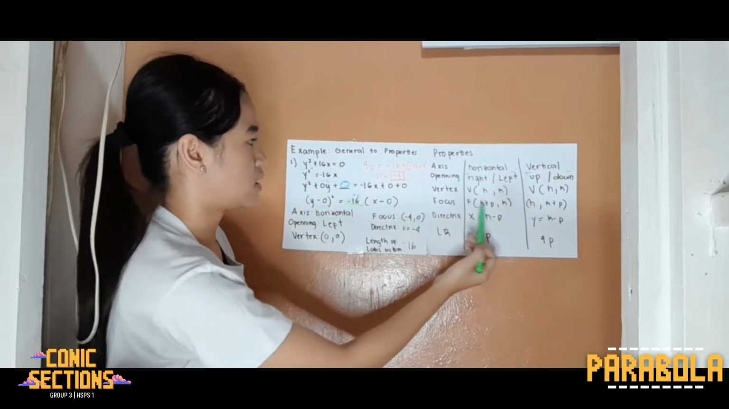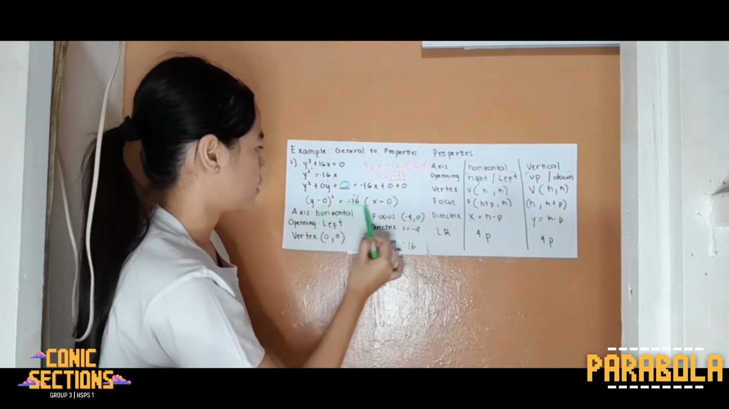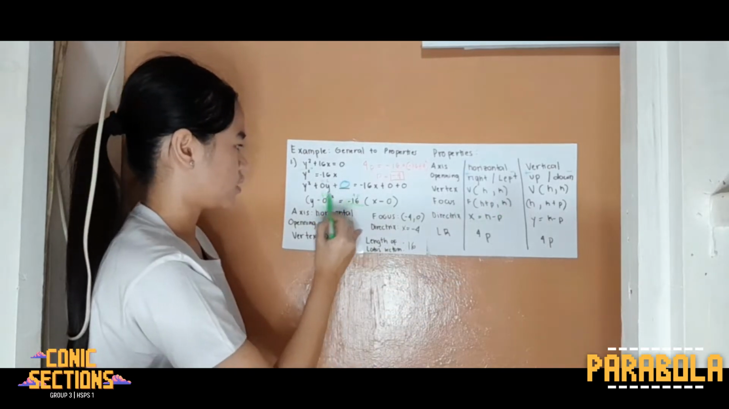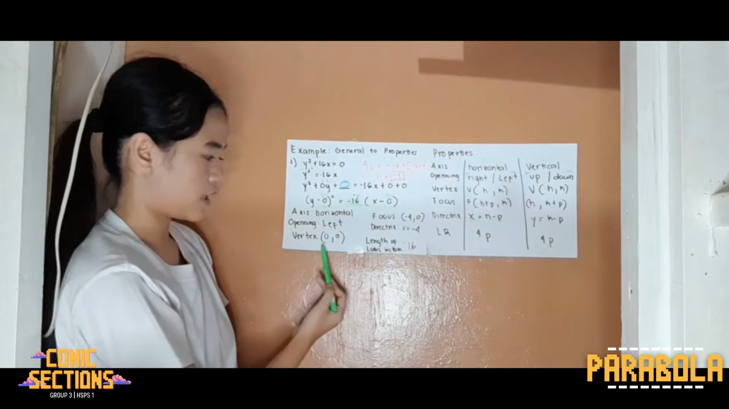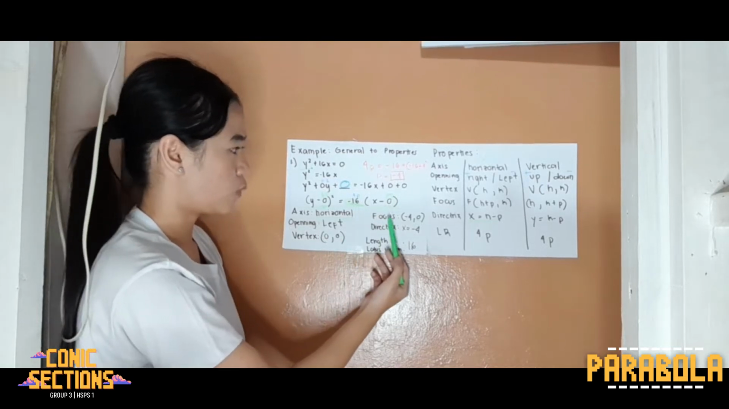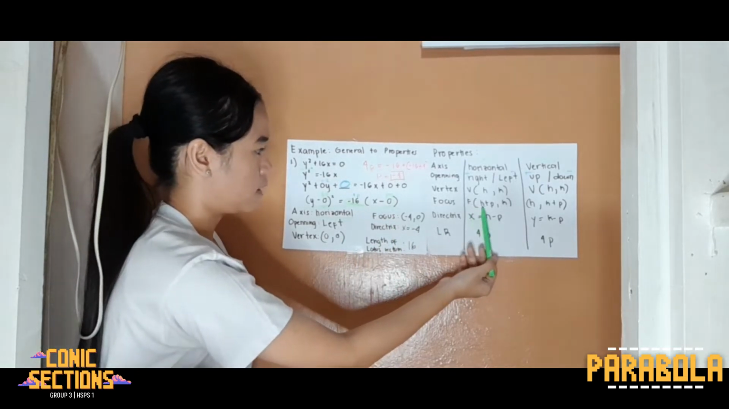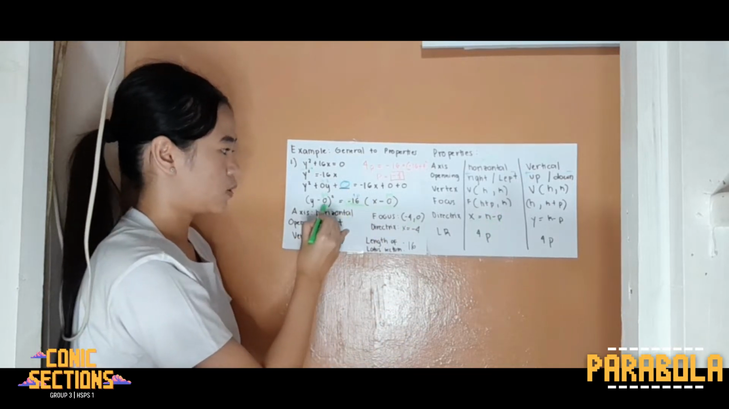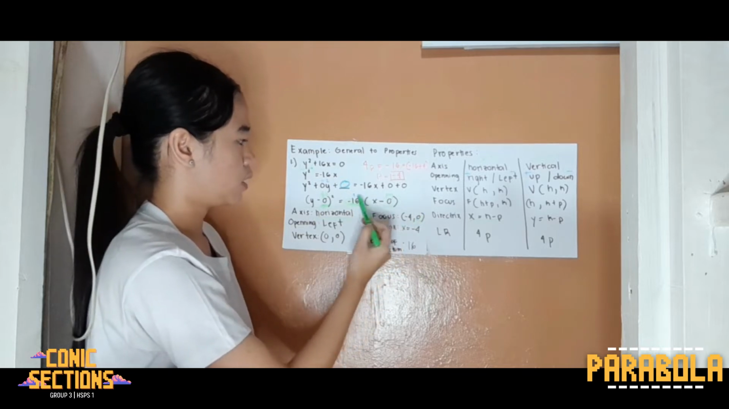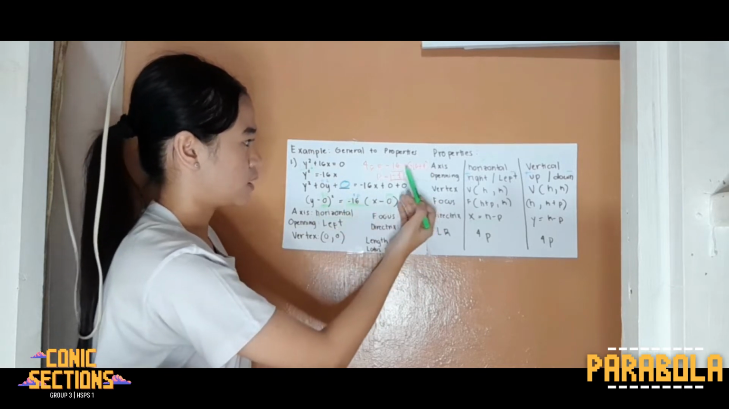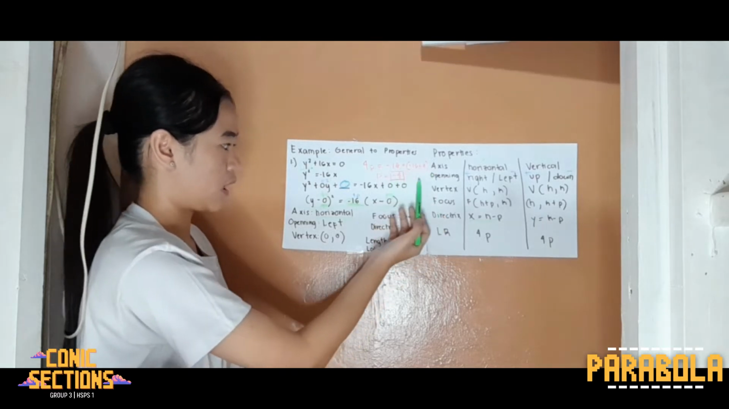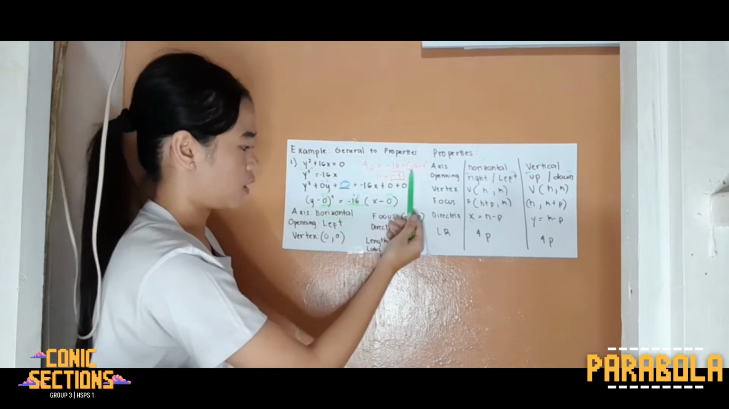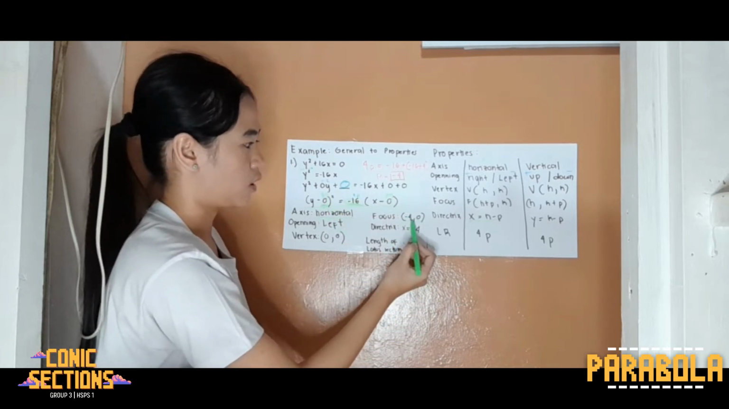For the vertex, we just need to look at your standard form. So (h, k), this is h, 0, and this is k. So our vertex is 0 and 0. For the focus, refer to the table again. h plus p comma k. So this is our h. To get the p, we just need to divide negative 16 by 4, which is equal to negative 4. So 0 plus negative 4 is equals to negative 4.